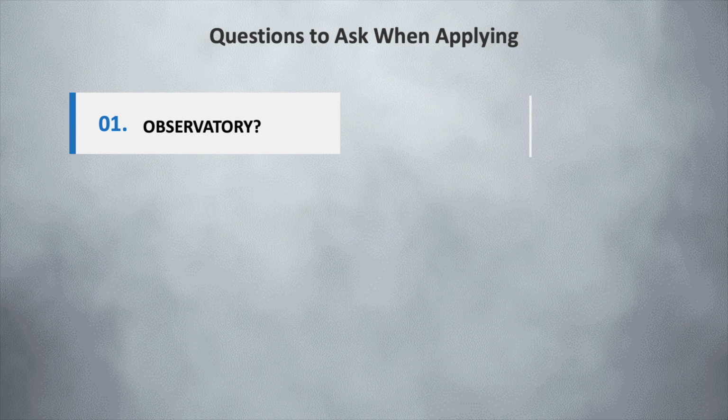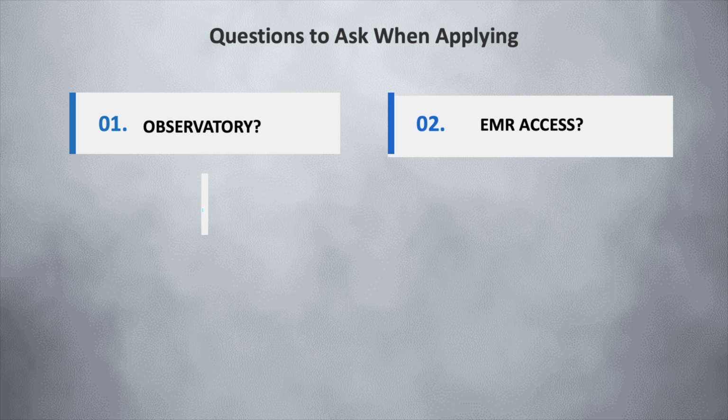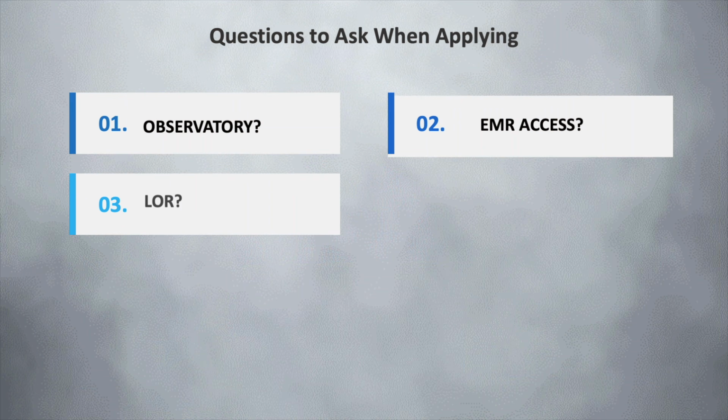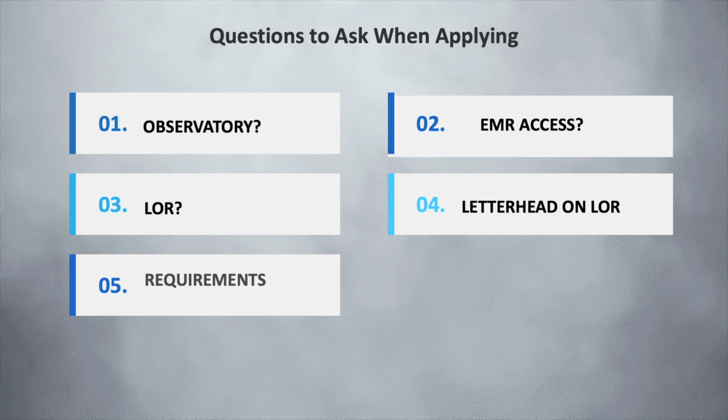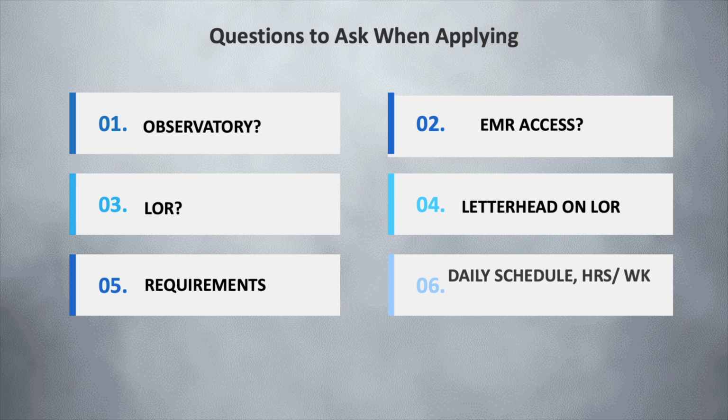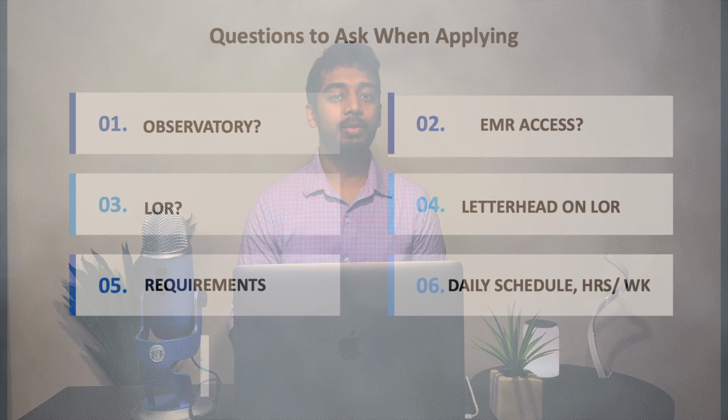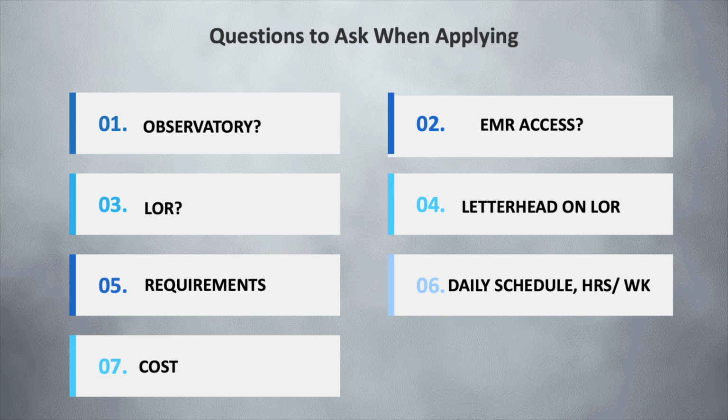First and foremost, you want to know what your role will be. Will this just be an observatory telerotation, or will you actually be able to interact with patients? You'd want to ask if you get to use the EMR, or the electronic medical records. You want to make sure that you will get an LOR at the end, and this LOR has the letterhead on top of it. You should ask them if they require step 1 or they have any other requirements for you to start these. Ask about your daily schedule and how many hours you have to spend every week. Remember that the time difference can be a little difficult, so you have to make sure that you can adapt to the timings.